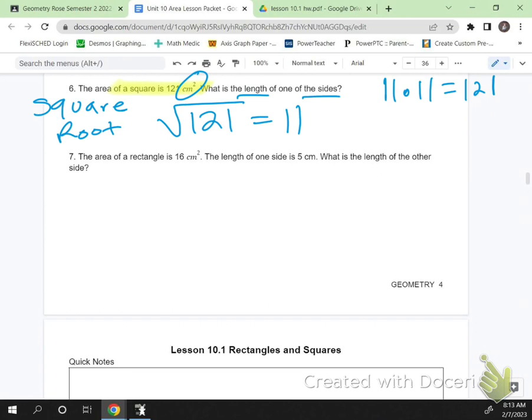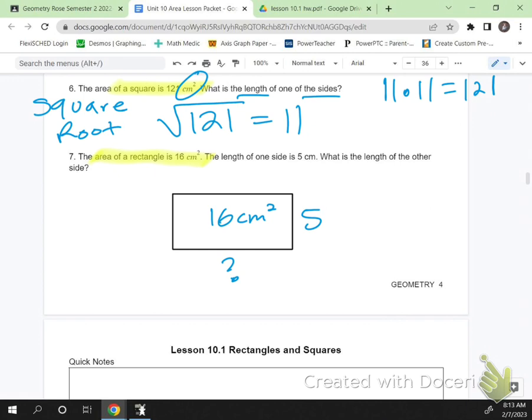7 says the area of the rectangle. Uh-oh. One of the lengths is 5 centimeters. What is the length of the other side? If you're not sure, draw a picture. The area is 16 centimeters squared. One length is 5, and we don't know the other one. How are we going to find the other dimension? What are we going to do?